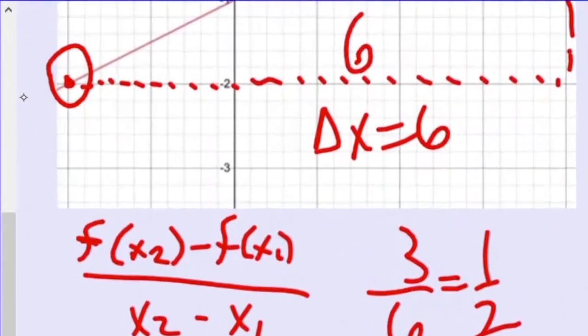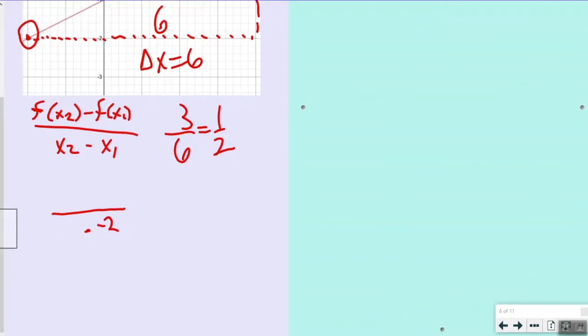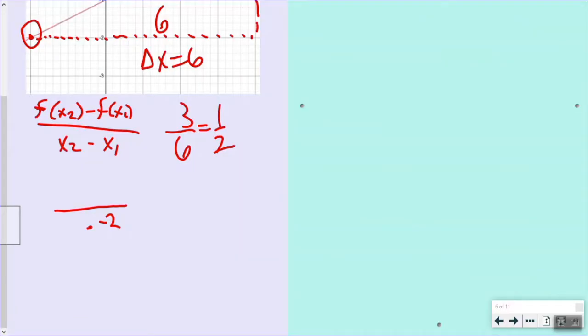What is our x value there? It's on your paper. Our x value is negative 2, so I'll put a minus negative 2 here. What's our x1? Or sorry, x2. It's on your paper. You have it right, it's 4, right? Yes.